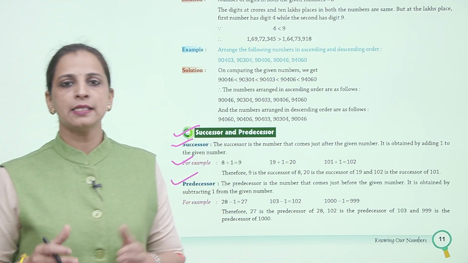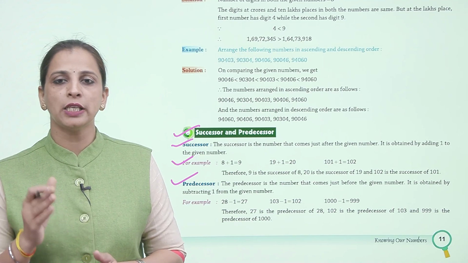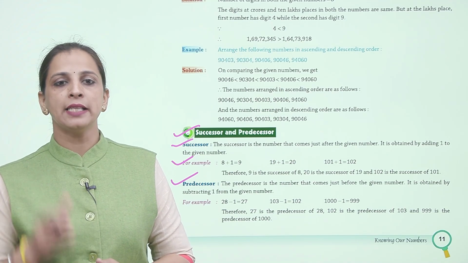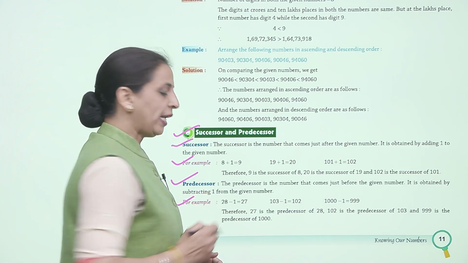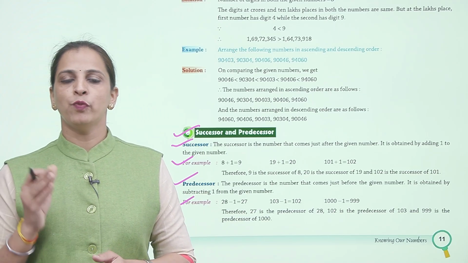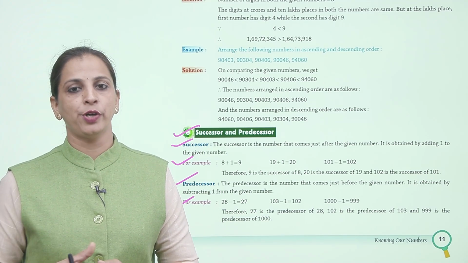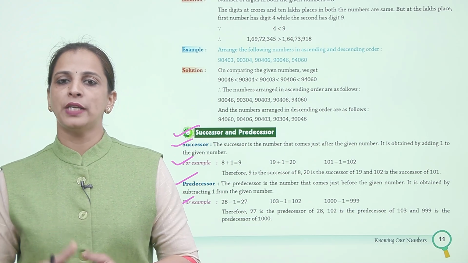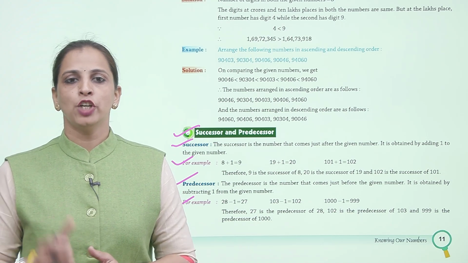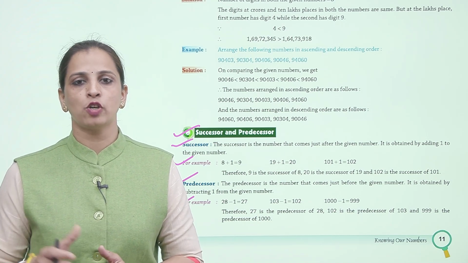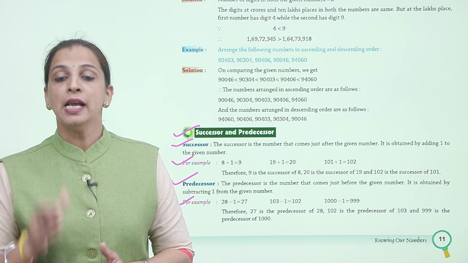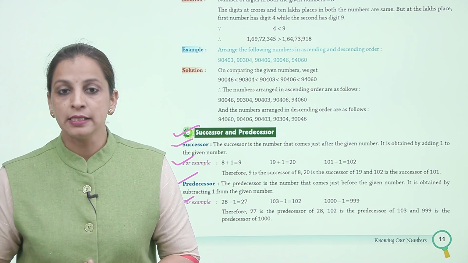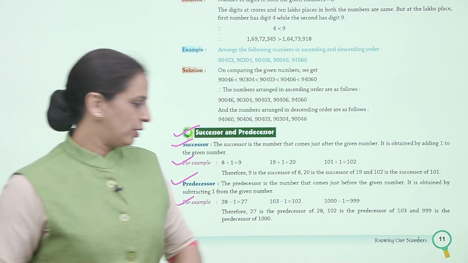Now next is predecessor. The predecessor is the number that comes just before the given number. It is obtained by subtracting 1 from the given number. For example, 28 minus 1 is equal to 27, 103 minus 1 is equal to 102, 1000 minus 1 is 999. Therefore, 27 is the predecessor of 28, 102 is the predecessor of 103 and 999 is the predecessor of 1000.